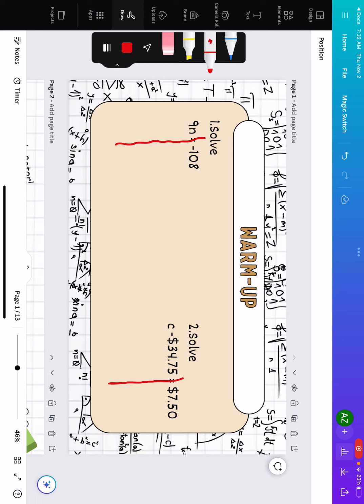In order to isolate the variable, which means get the letter by itself, you have to do inverse operation. So you're doing the opposite of what they're doing. The inverse of multiplying is dividing, dividing is multiplying, adding is subtracting, subtracting is adding.